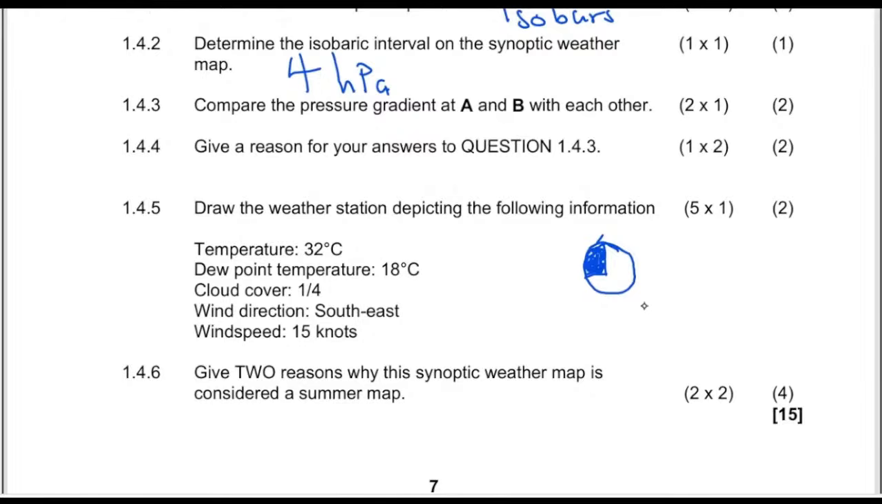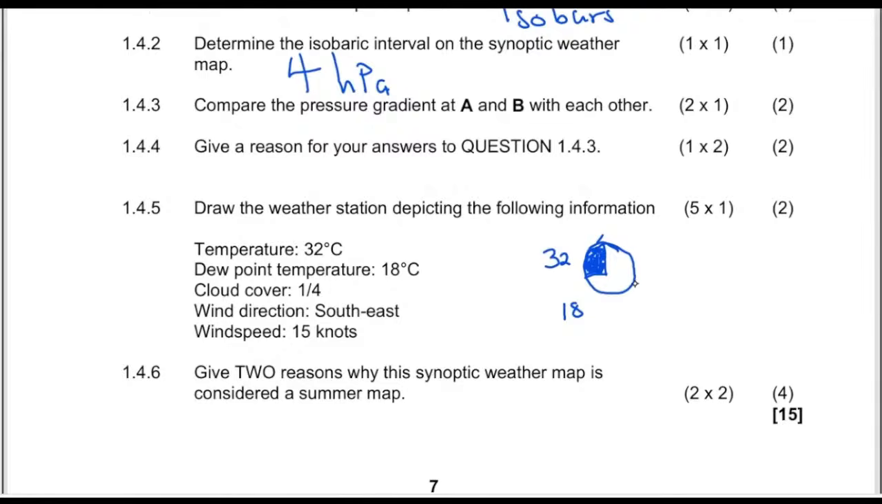Then remember, when you are putting your temperatures, you just write them as absolute figures. You don't put the units on the weather station. You just write your air temperature is 32, no units. And your dew point, you write it at the bottom, is 18. Then we want to figure out our wind direction. Our wind direction is determined by the direction to which our arm points from the circle. So where does our arm have to point to? Our wind direction is southeast.